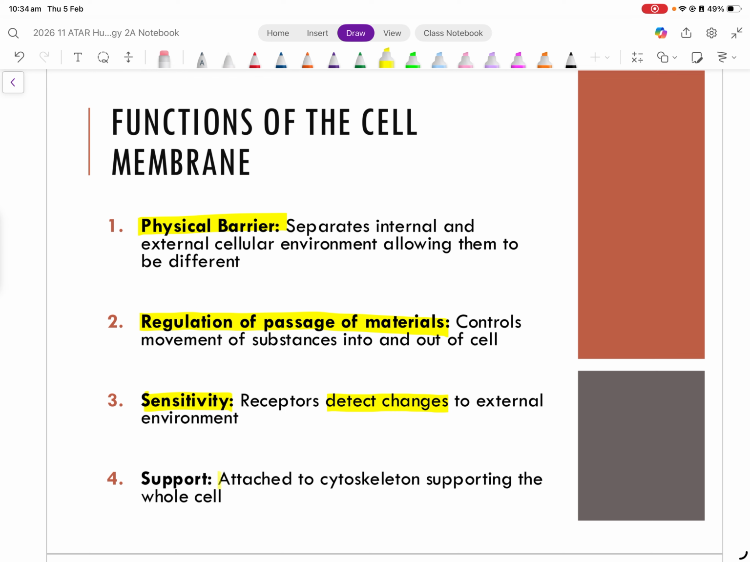Finally, the cell membrane itself is attached to the cytoskeleton. Now, we briefly mentioned the cytoskeleton in our lesson on cell organelles. Again, it's just the skeleton of the cell. It's what helps to support and provide some structure to the cell itself.